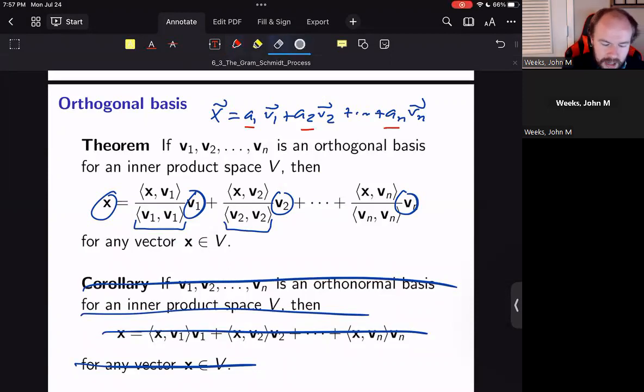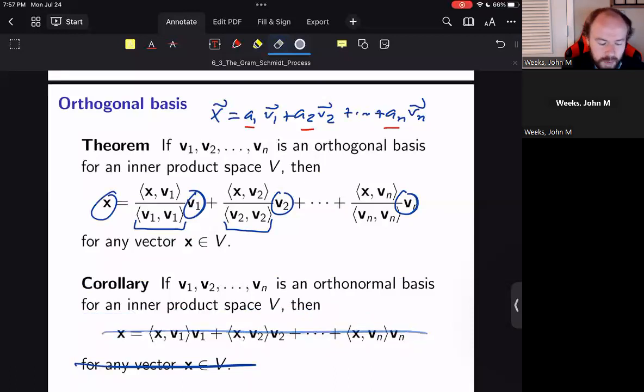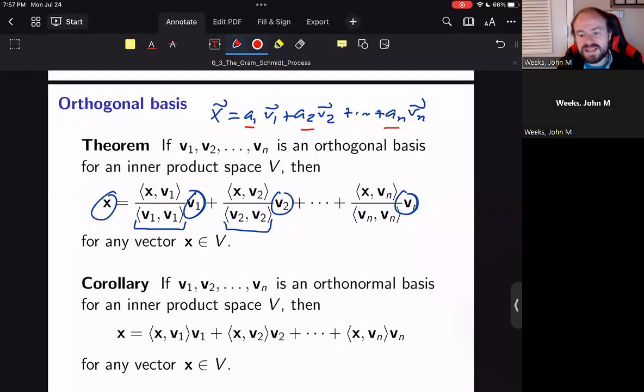In general, if v1 through vn is an orthonormal basis, then you can take out the denominators altogether. The inner product of vi with itself is going to give you 1, so you could just write it as the inner product of x with v1 times the vector v1. Notice that these are still scalars here because the inner product yields a scalar whenever you multiply out there. So this allows us to write any vector x inside of our vector space as a linear combination of this basis.